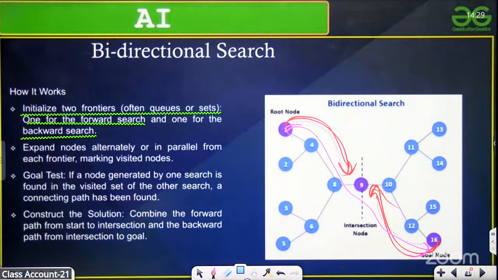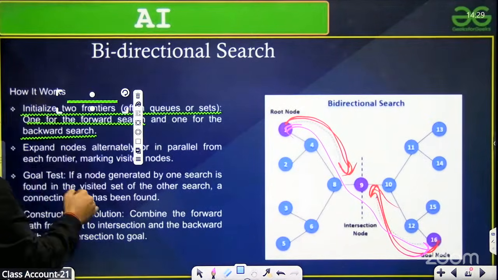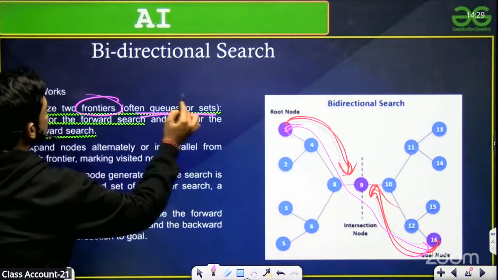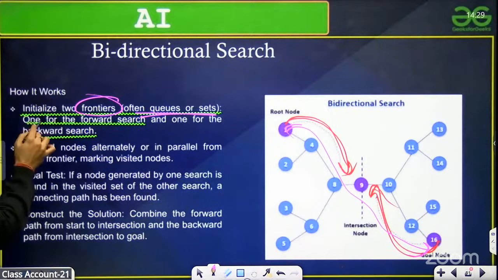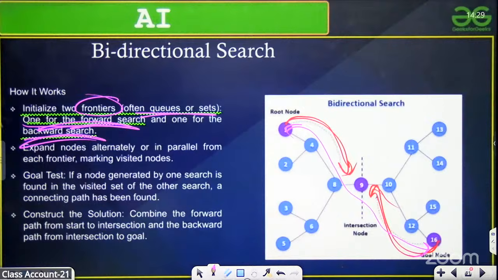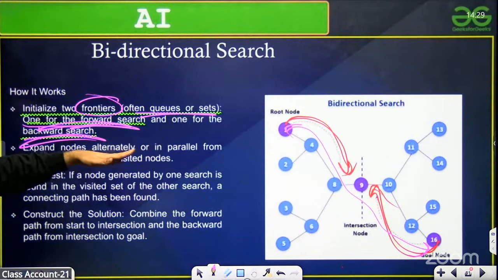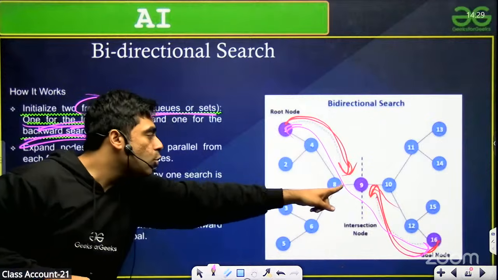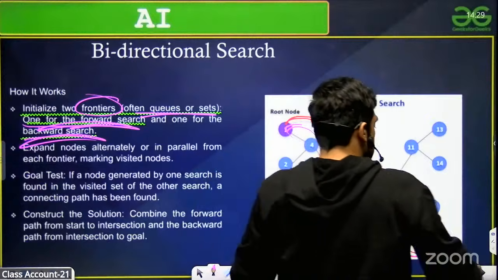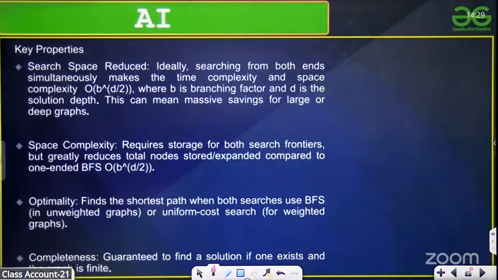Okay, so it initializes two frontiers, right? तो often queues या फिर sets भी बोलते हैं, but it initializes two frontiers. तो one for the forward search and one for the backward search. So it would expand nodes parallelly from both the frontiers, and wherever we get a common intersection node, it would stop the process. Okay, it would terminate the process. So this is how a bidirectional search algorithm works.